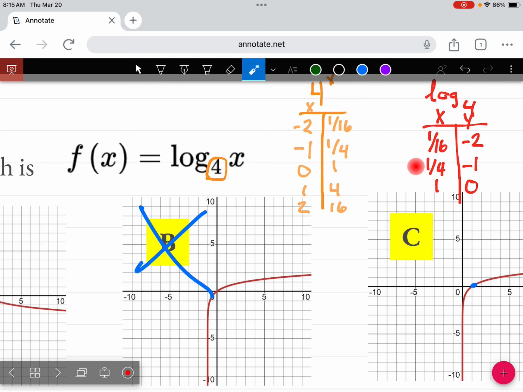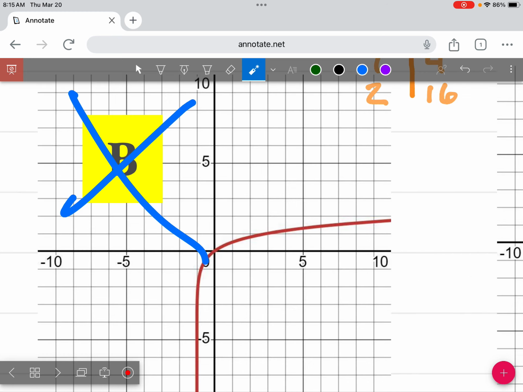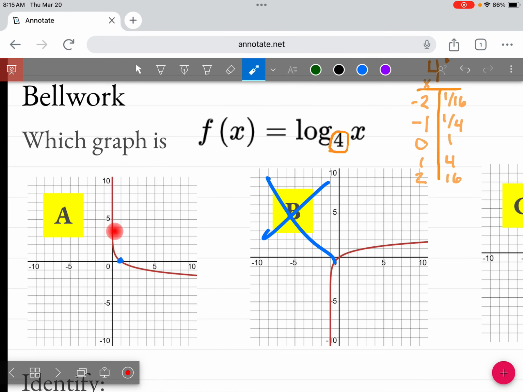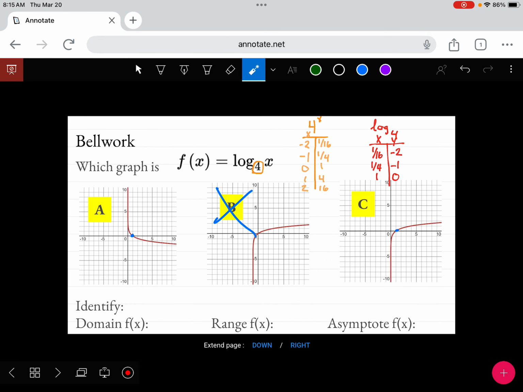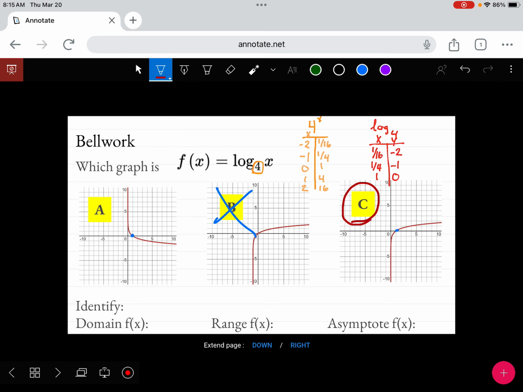And if we look at our other 2 points, our 1/16 and 1/4, those are little guys. Those are these guys. We're at -2 and -1, whereas on A, they're higher. So my 1/16 is up here at 2, and my 1/4 is up here at +1. So this is not the same. So it's going to be C. So when we're looking at these, feel free to look at our parent table, our parent function, to help us figure out which one it's going to be, because this is the guy we're talking about.